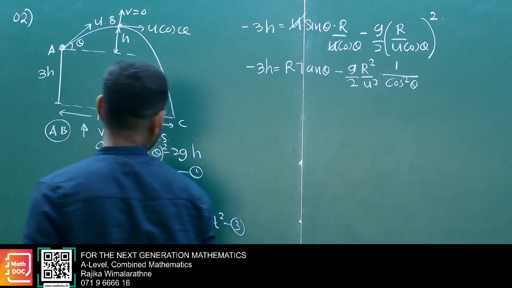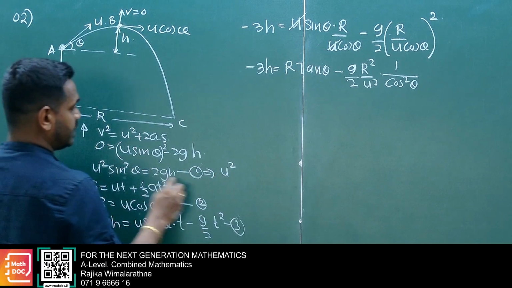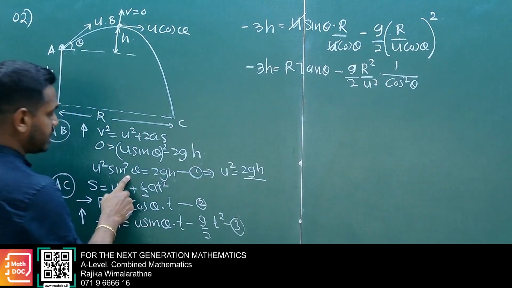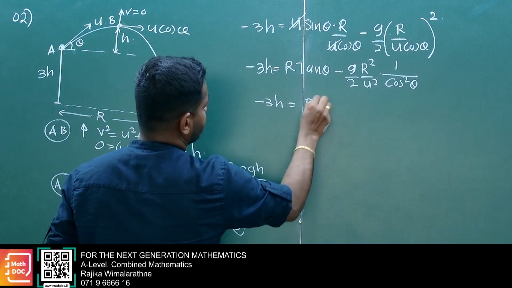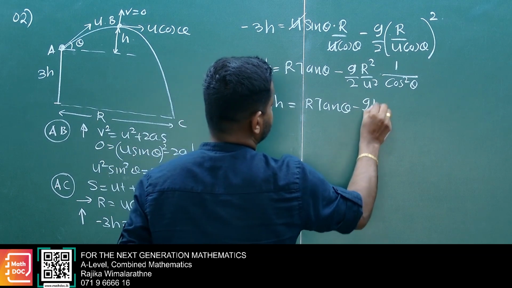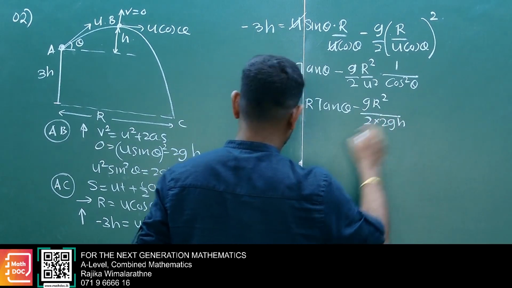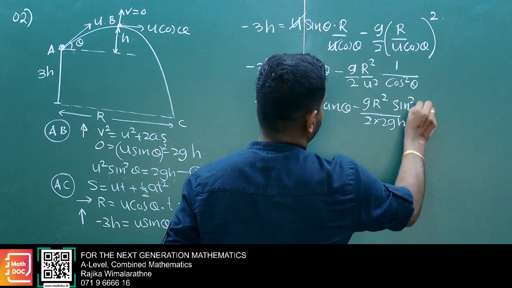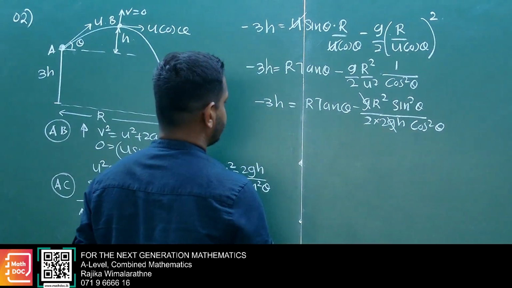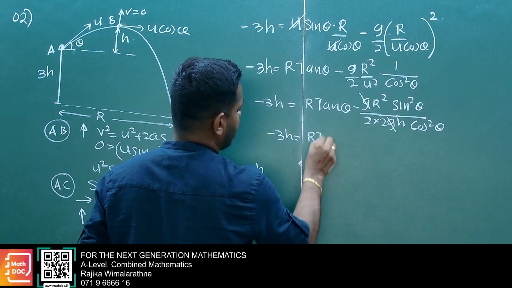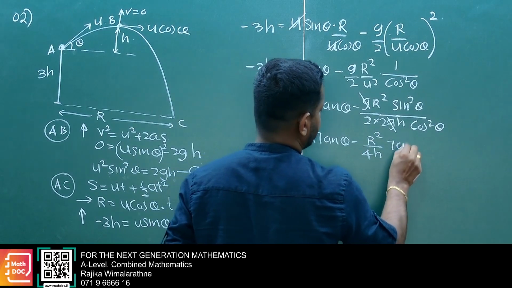Now further simplify. Take u squared from here: u squared equals 2gh divided by sin squared theta. Then put that here: minus 3h equals r tan theta minus g r squared over 2 u squared, where u squared means 2gh over sin squared theta, which goes upstairs. Now further simplify, cancel g. Then minus 3h equals r tan theta minus r squared over 4h tan squared theta.